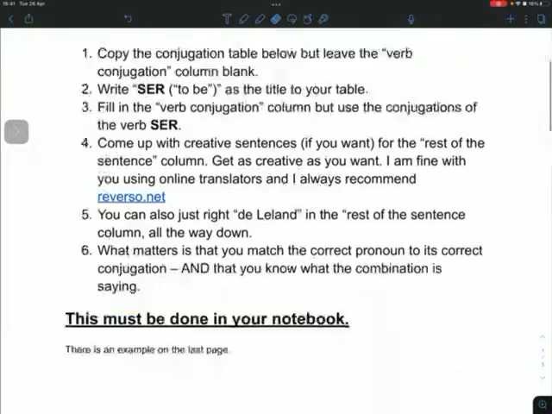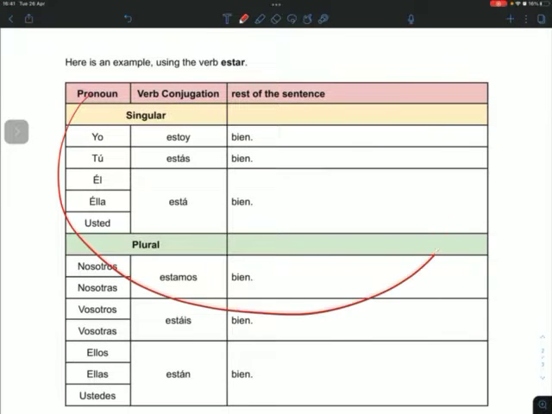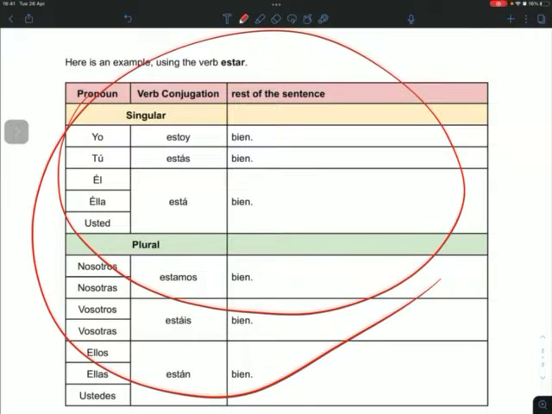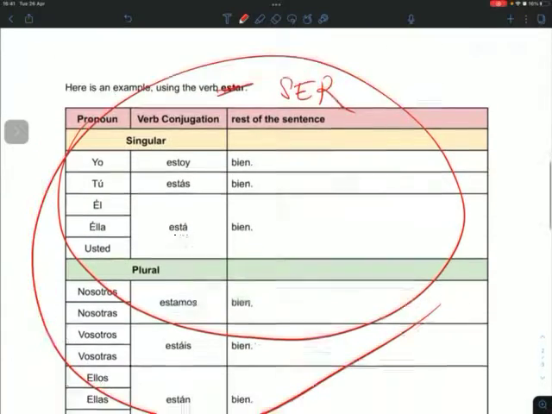So task 1, here we go. This is just one example, right? What I need you to do is basically make this whole table in your notebook, but using the verb SER. Okay, we don't need to go into the meaning of it other than the fact that it means to be. So you can use this as a guide, but make sure that it is in your notebook.